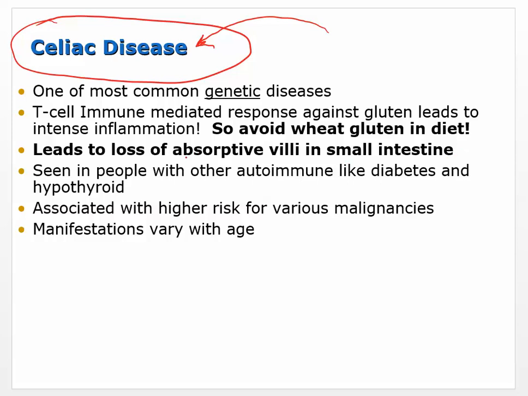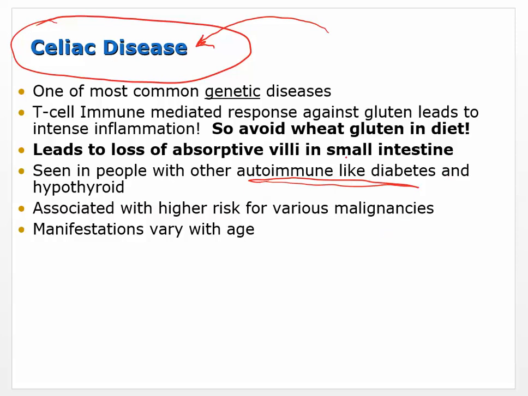So it leads to loss of absorptive villi in the small intestine. That's part of this inflammatory damage that can take place. It's seen in people, and this is true in a lot of cases, with other autoimmune diseases. A lot of autoimmune diseases, people will have several of them. It's probably something genetic about their HLA.